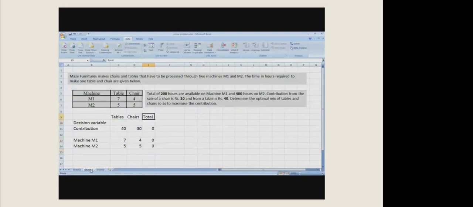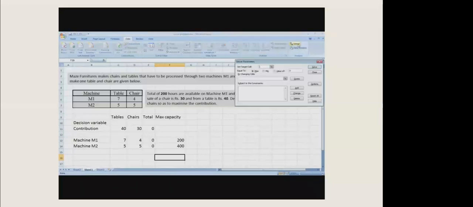We also need the maximum capacity of the constraints. For M1, it is 200 hours, and for M2, it is 400 hours. The formulation has been done. We can go to solver. The target cell is, of course, the total contribution, which has to be maximized.